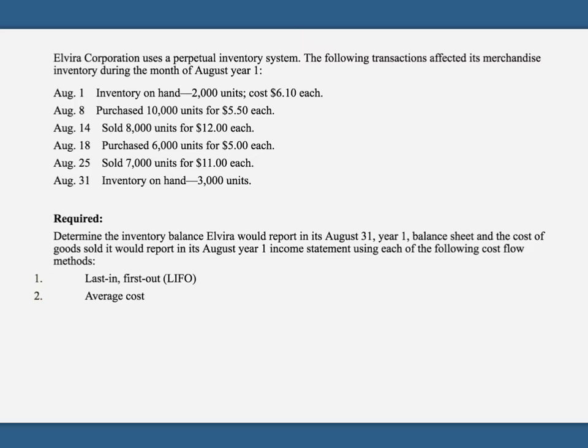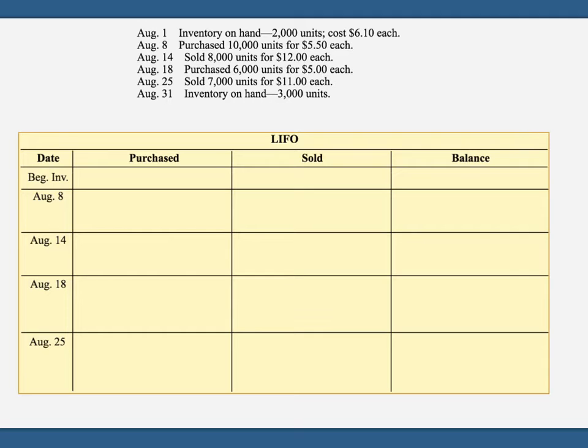In front of us we have different transactions throughout the month of August that we'll look at in more detail on the following slides. The problem requires us to determine the inventory balance Elvira would report in its August 31st year 1 balance sheet and the cost of goods sold it would report in its August year 1 income statement using the following cost flow methods, which is last in first out or LIFO and the average cost method.